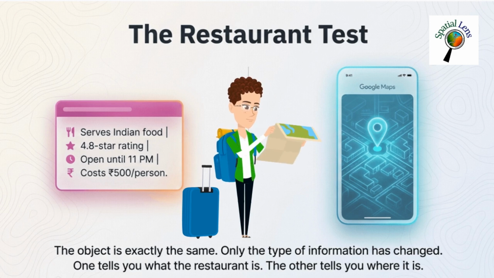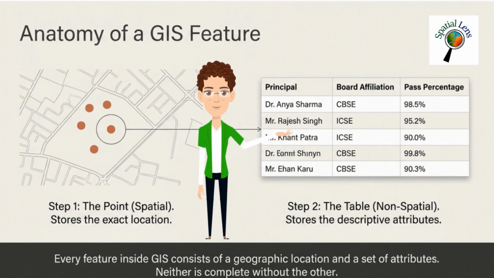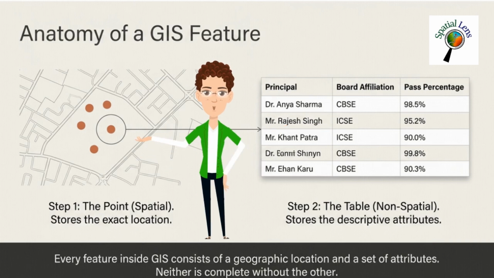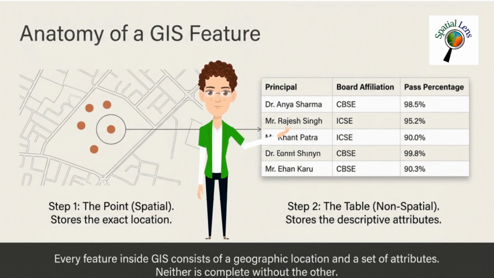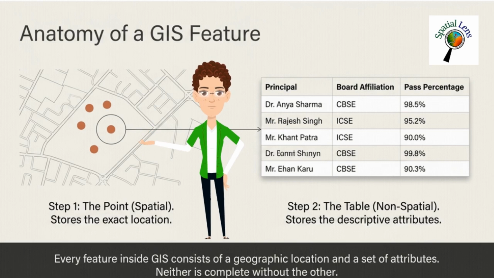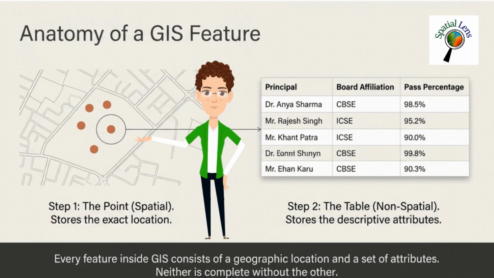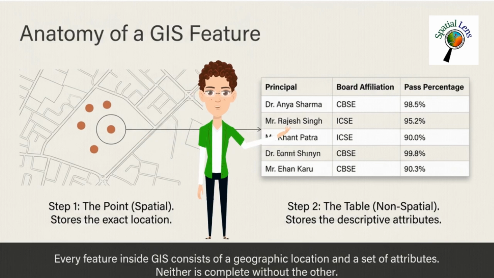Now let's see how both types of data work together inside GIS. Imagine a city map showing hundreds of schools. Each school appears as a point on the map. That point is spatial data because it stores the school's location. But when you click on that point, a table opens showing the school name, number of students, board affiliation, pass percentage, and contact details. All this information is non-spatial data. So every feature inside GIS usually consists of two parts: a geographic location and a set of attributes. Neither one is complete without the other.